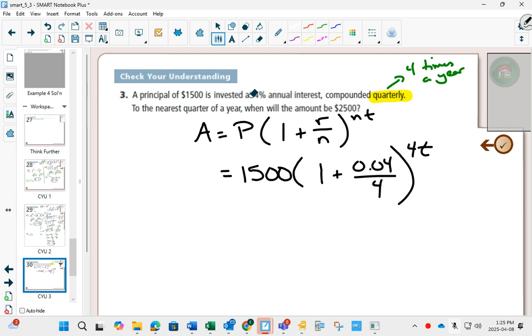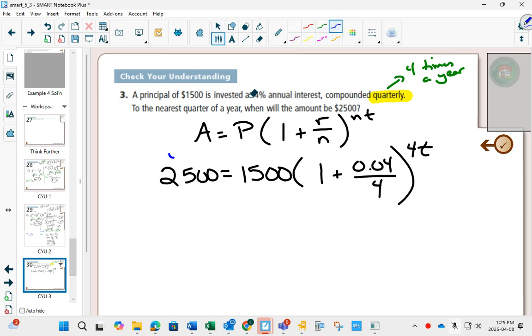But we know the final amount is 2,500. And unfortunately, later on you're going to be able to solve this with scientific calculators. Currently, we don't know how to do that. So all we can use is either Desmos or a graphing calculator.